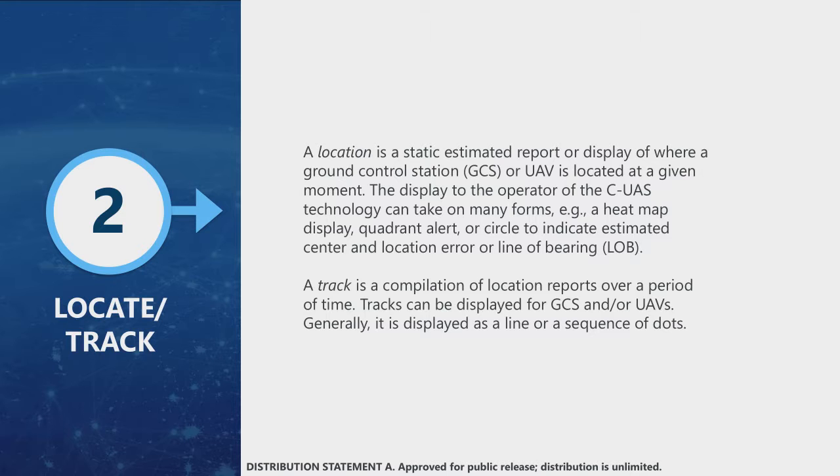So location and track are very similar ideas. Location is just kind of a pinpoint of where the drone is. A track is a compilation of location reports over a period of time. So location is a point on a map; track is kind of a line on a map. On some sort of common operating picture, that's what you're going to see with a track: a line of previous locations, and perhaps you may get a line or an arrow that's pointing to its future, or estimated future, location.